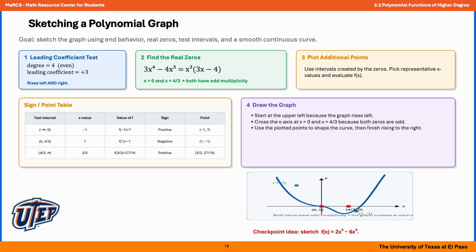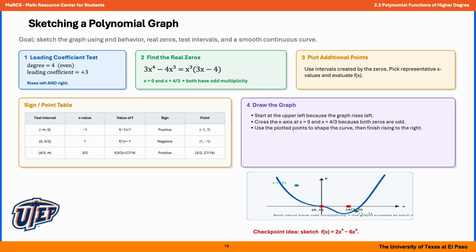So we can factor out an x cubed, so we'll have x cubed times 3x minus 4. We can set each of those portions equal to 0, and we'll see that x is equal to 0 and x is equal to 4 over 3. And both of those have an odd multiplicity, meaning at those points, the function will cross the x-axis. Now we can plot additional points by using the intervals created by the zeros. So we have negative infinity to 0, 0 to 4 over 3, and 4 over 3 to positive infinity.